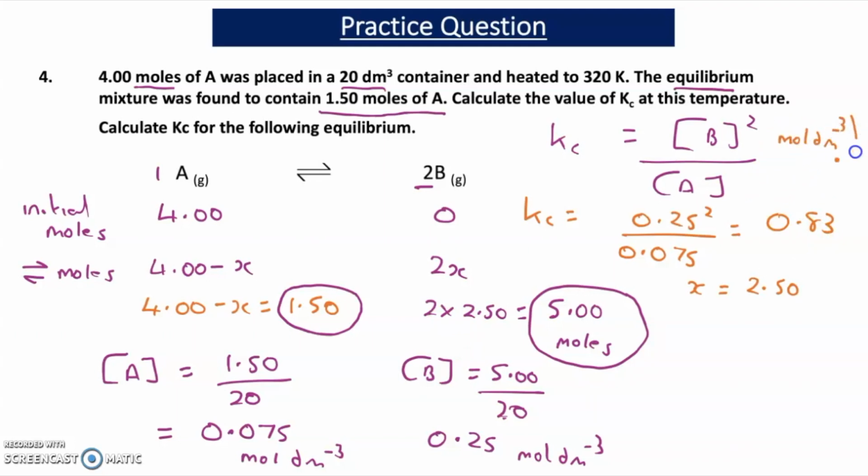So we have two concentration terms on the top and one on the bottom. So we have moles per decimeter cubed times moles per decimeter cubed on the top divided by moles per decimeter cubed on the bottom. So that gives me units of moles per decimeter cubed. So my final answer is 0.83 moles per decimeter cubed.